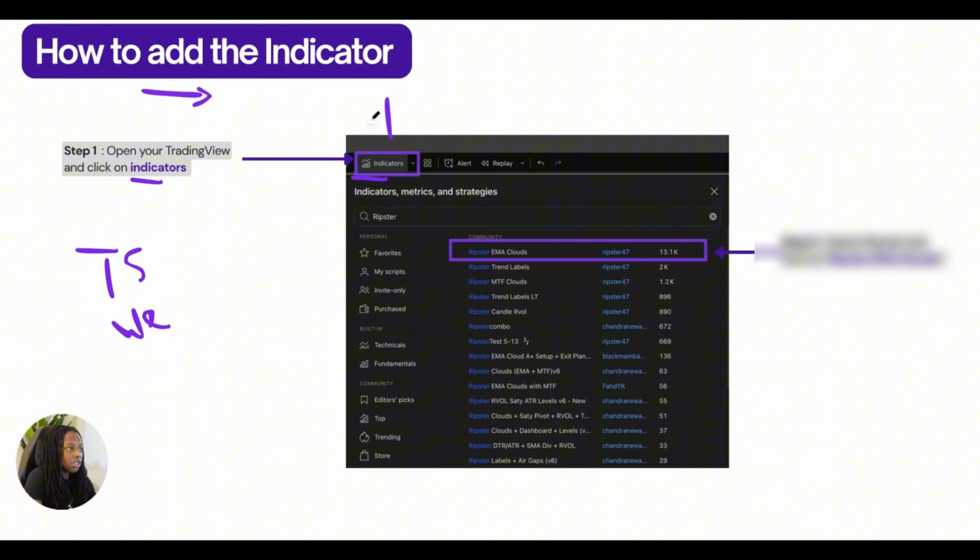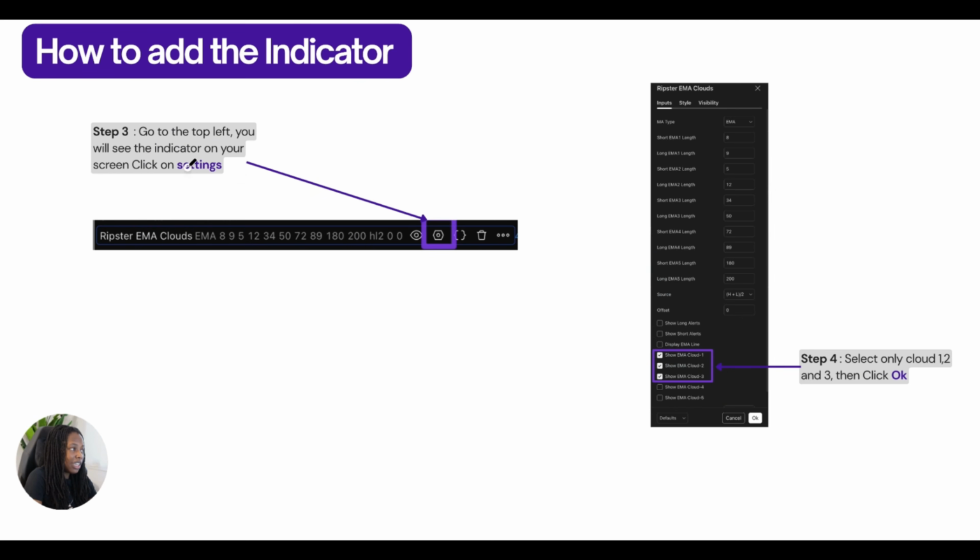I've highlighted it here. You click on indicators, and when you do, you want to search the name Ripster. When you search the name Ripster, a lot of names will come up because people have created their own variations of this cloud. But the one I use is this one with just above 13K on this side here. So you click on it, and then the indicator will be added to your chart.